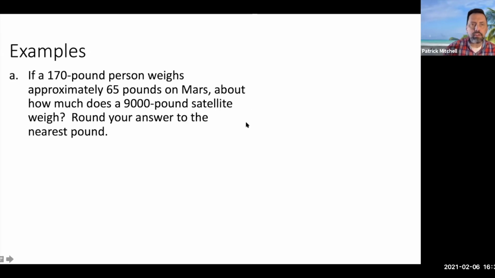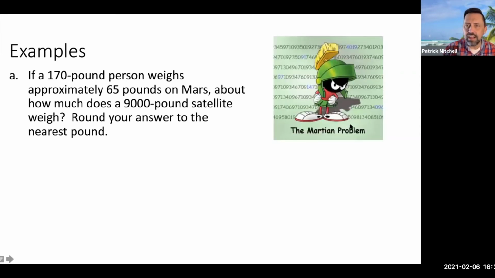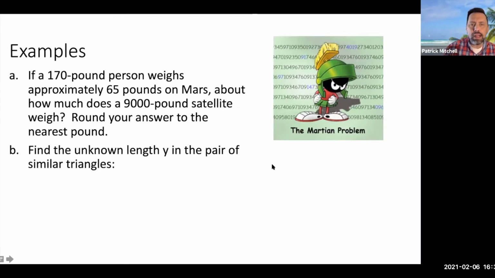Okay, so here are some examples of using proportions to solve problems. I've got these all written out on the tablet. First, we have what I call the Martian problem. I didn't create that meme. There was actually one floating out there that was captioned the Martian problem. All right, and then a similar triangle problem. That is a classic application of proportions.